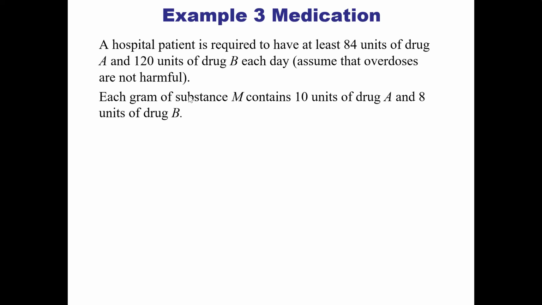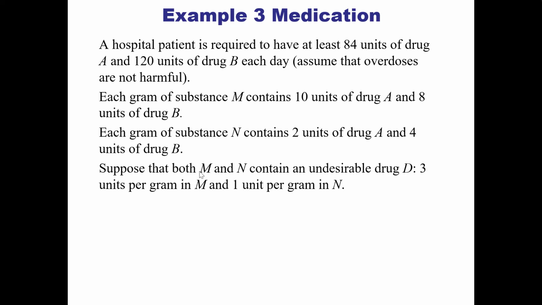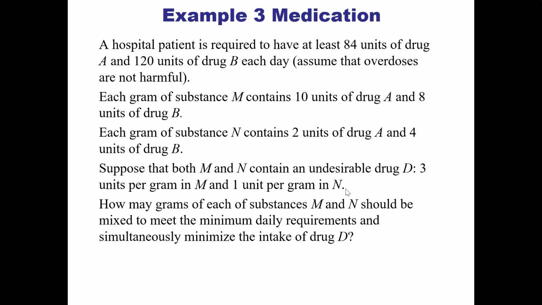Each gram of substance M contains 10 units of A and 8 units of B, and each gram of substance N contains 2 units of A and 4 units of B. Suppose both M and N contain undesirable drug D, which is 3 units per gram in M and 1 in N. How many grams of each substance, M and N, should be mixed to meet the minimum daily requirements of these values and simultaneously minimize the intake of drug D?